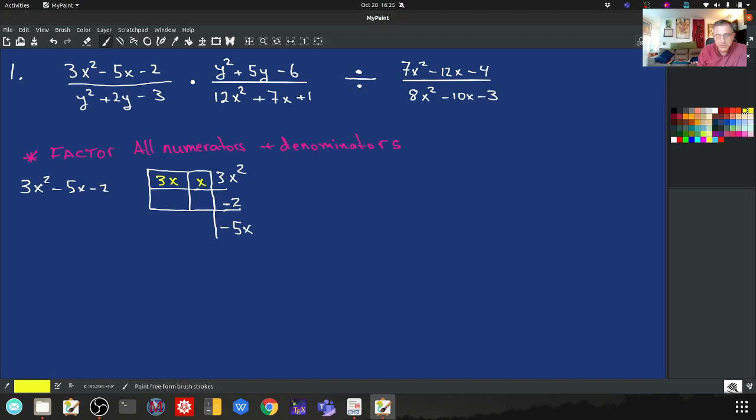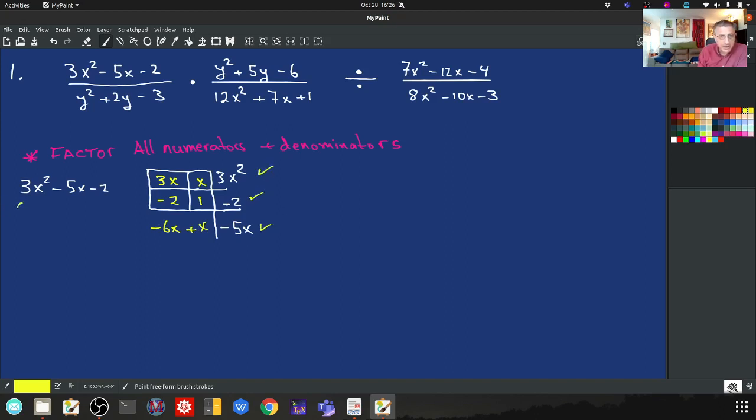Minus 2 is also prime. So it's either going to be minus 2 times 1 or 1 times minus 2. And the order we put them in this box is going to depend on what we need down here. So let's try minus 2 times 1. Minus 2 times 1 is minus 2, and now we multiply down the column. 3x times minus 2 is minus 6x, and x times 1 is plus x. So we're adding in this last row right here. Minus 6x plus x is minus 5x. So all of my conditions are satisfied.